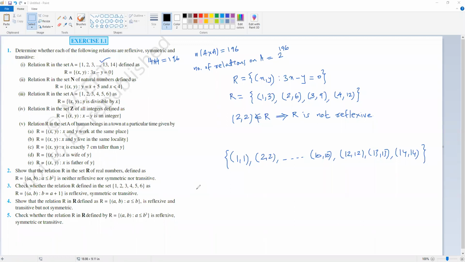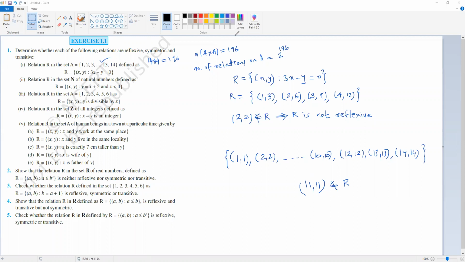Yes, sir. Check it. हर एक एलिमेंट अपना खुद को रिलेटेड है क्या? Sir. Yes, sir. There is 11 comma 11. 11 comma 11 there है क्या? नहीं है सर. नहीं है. सो बाकी सबके लिए है. कम से कम एक एलिमेंट को नहीं है तो that is not reflexive. ठीक है?